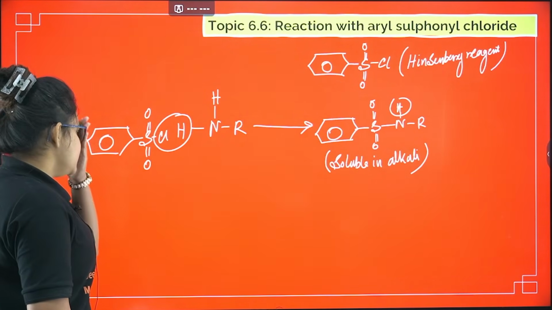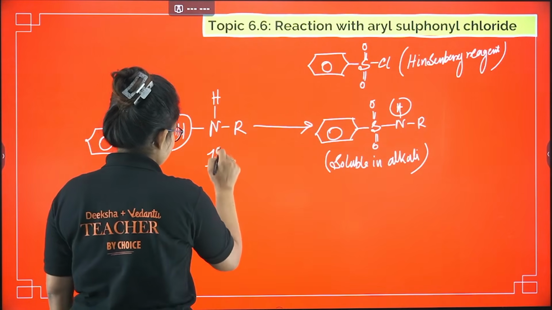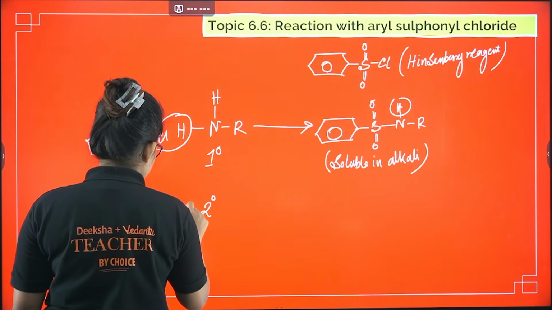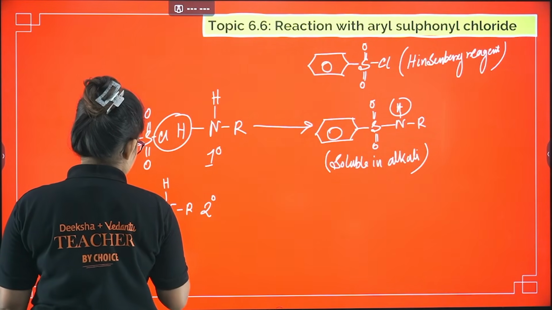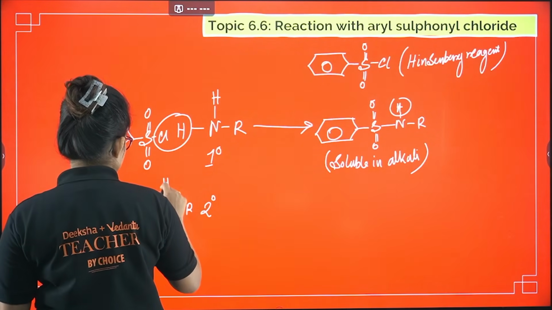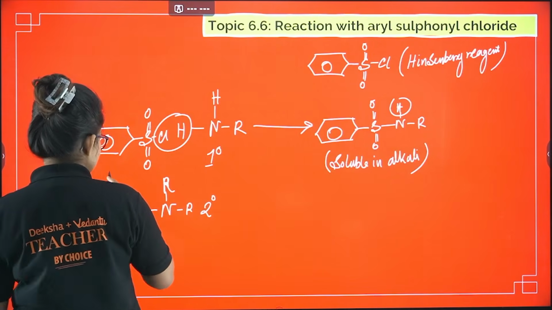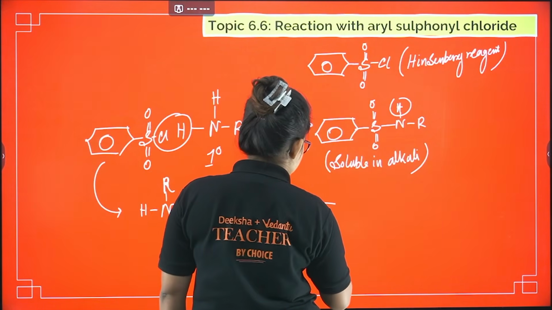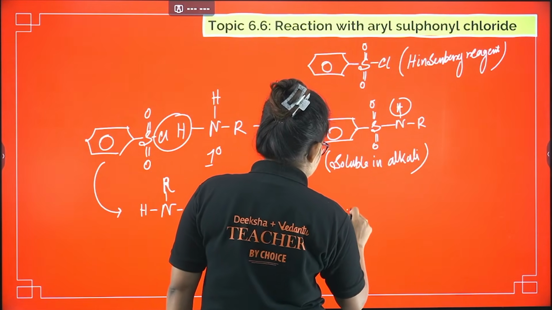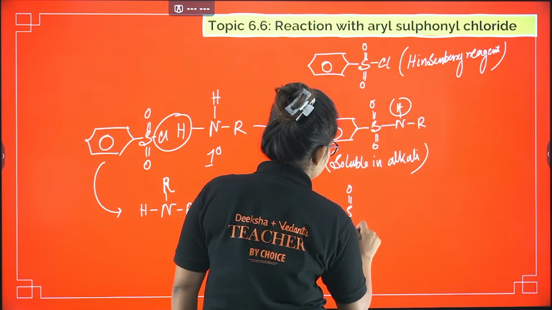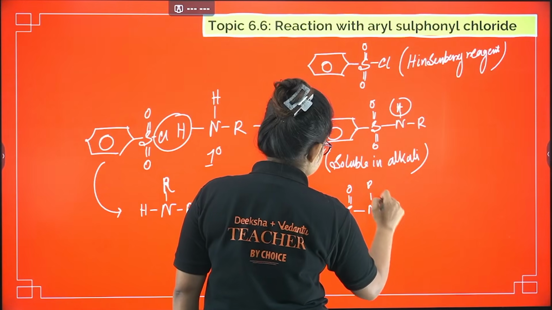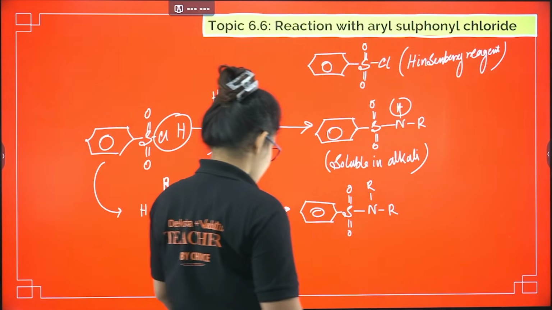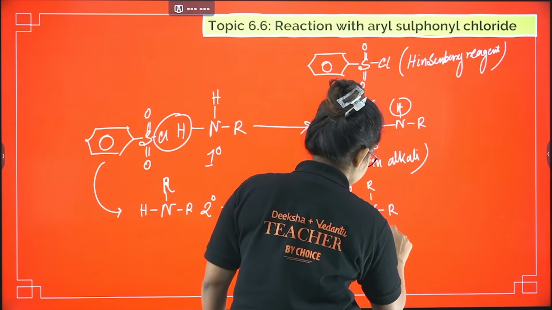Now, this is my primary amine, right? This is 1 degree. If I do it with the 2 degree, let's say I have N here, R here, hydrogen here, one R group. If I proceed with the same thing here as well, then I will end up with this type of structure. I will get S double bond O, nitrogen. Both the hands will be substituted with R groups. There is no acidic hydrogen and hence it is insoluble in alkali.